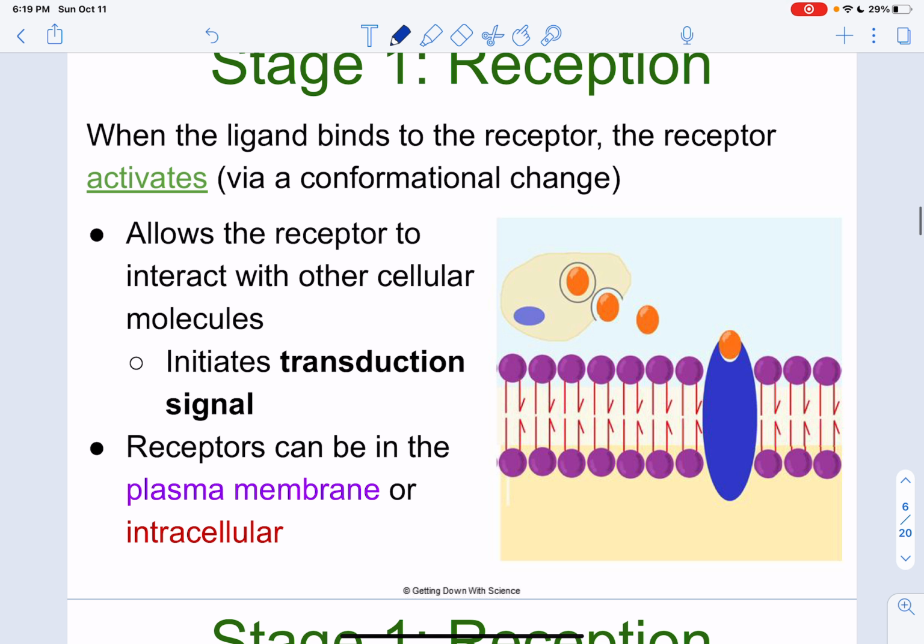When that ligand binds to the receptor, the receptor is going to activate, and it's going to cause a conformational change, which means that it's just going to change shape. This allows the receptor to interact with other cellular molecules and initiate a transduction signal. Most receptors are on the plasma membrane, but some of them will also be intracellular, which means they'll be on the inside of the cell.